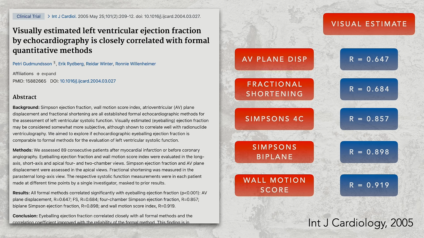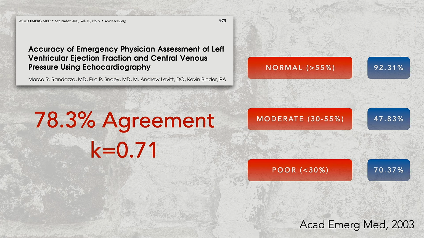The next article I'd like to point to you is this article from Academic Emergency Medicine in 2003, entitled Accuracy of Emergency Physician Assessment of Left Ventricular Ejection Fraction and Central Venous Pressure Using Echocardiography. We ignored, at least in this discussion, the CVP estimation, but the first question is, can you estimate as an emergency doc the LVEF, and are you any good at it? They took a whole bunch of patients and did a bedside echo. They had the ED doc say, this is what we think it is.